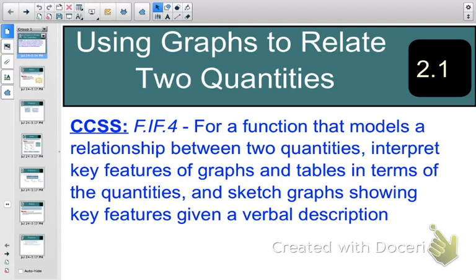Our Common Core Space Standard is F.IF.4. One of those F's stands for functions. I think it's interpreting functions, or something like that. But this says, for a function that models a relationship between two quantities, interpret key features of graphs and tables in terms of the quantities, and sketch graphs showing key features given a verbal description. So a couple different things are happening there, but we'll go on with that.